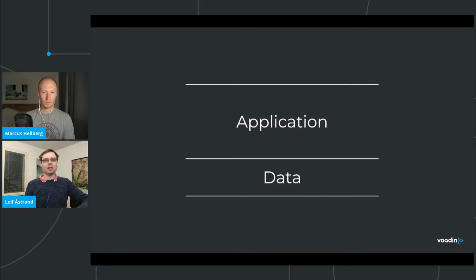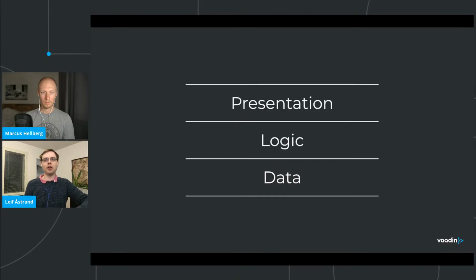But it turns out that this division was still not really enough. So we got the next step, which is a traditional three-tier application. So the application part that isn't data is still split up into presentation and logic, because quite often you use different technologies there, you use different approaches and so on. So having those separated is also quite beneficial.